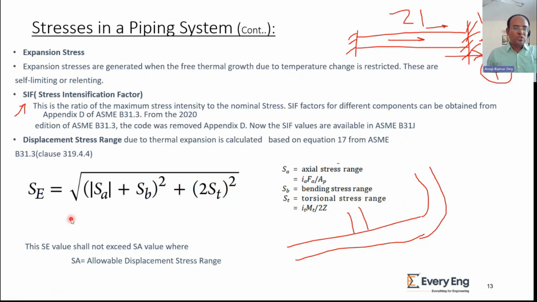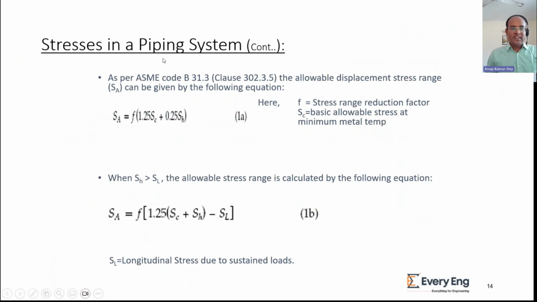And the allowable value will be SA. That is also given by the code. So calculated stress SE has to be less than SA, that is the allowable displacement stress range. Now this is the equation for the allowable displacement stress range. SA is equal to F into (1.25 SC plus 0.25 SH). And one more equation is there, where SA is equal to F into (1.25 SC plus SH minus SL). Whenever SH is greater than SL, this equation can be used. Some organizations use only the first equation, whereas the code allows us to use both equations. In this equation, the allowable stress will be more, meaning you are becoming somewhat liberal or flexible in the allowable stress consideration. That is the reason the second equation, this one, 1B, is also known as the liberal stress equation.